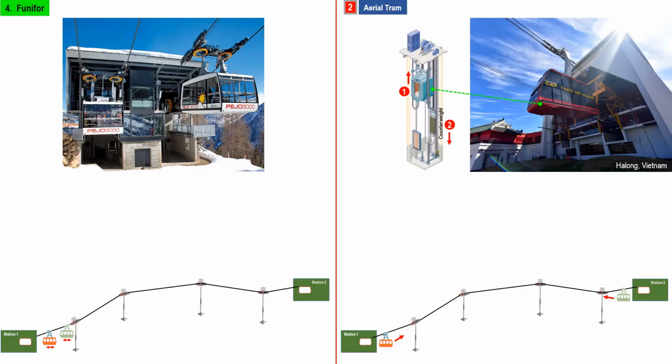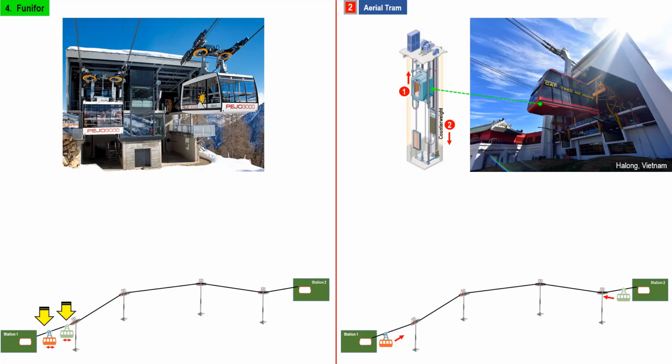Let us put a funifor and an aerial tram side by side to understand its differences better. In a funifor, cabins travel independently of each other. A funifor has a higher daily ridership since both cabins can run anytime independently of each other. The cabins can sometimes be seen together at a station. If one cabin is out of order, the other cabin can still function to transport passengers, though at a reduced capacity.